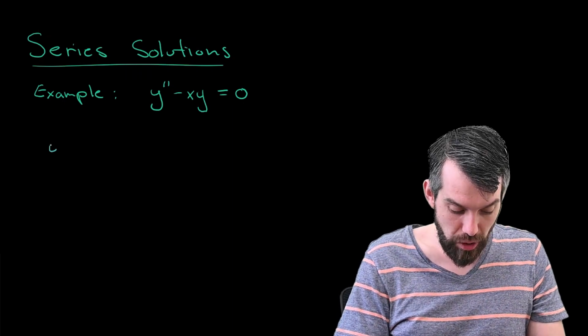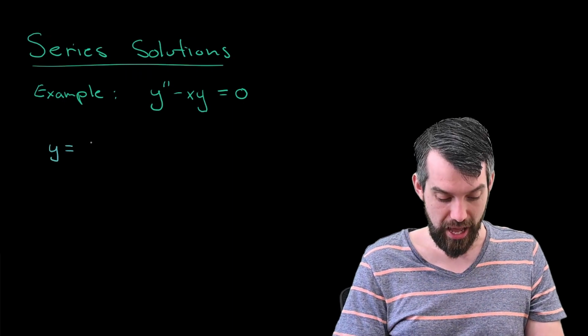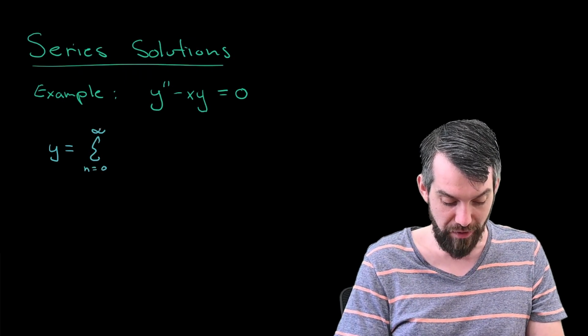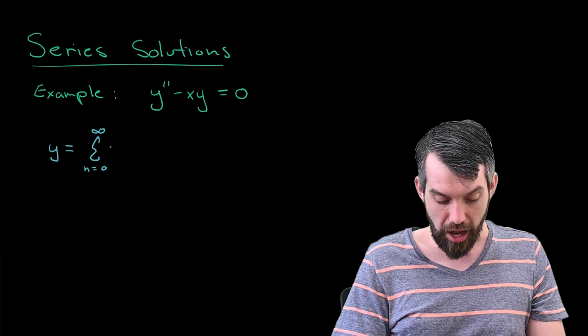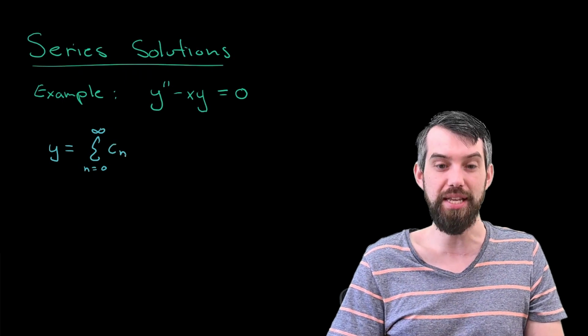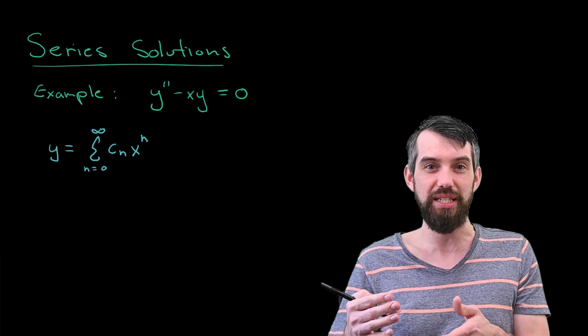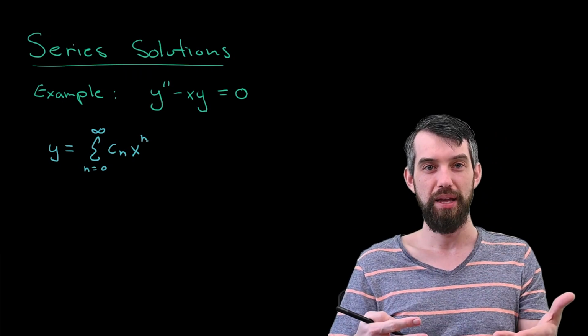Now, I'm going to begin by assuming that I have a series solution. That is, I'm going to assume that y looks like an infinite sum, with an indexing variable n equal to 0 up to infinity, of some coefficient Cn and then powers of x to the n. So this is in fact a power series centered around 0.